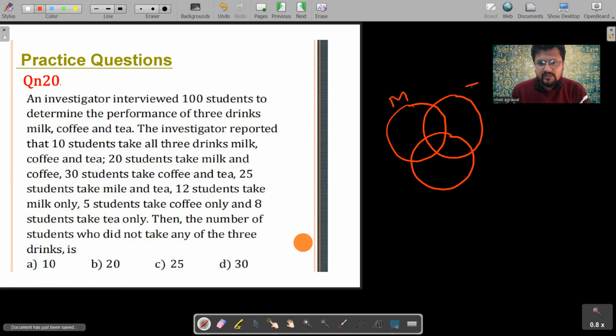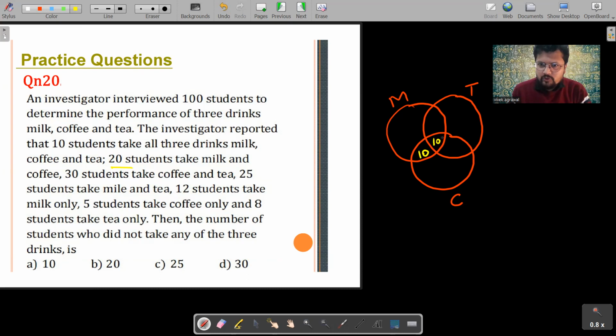Let's suppose this is milk, this is tea, this is coffee, right? Now, 10 students like all of them, so this is 10. Now, 20 students take milk and coffee. Milk and coffee, that is 20, right? So only milk and coffee would be 10 itself, because I have to subtract the common part also.